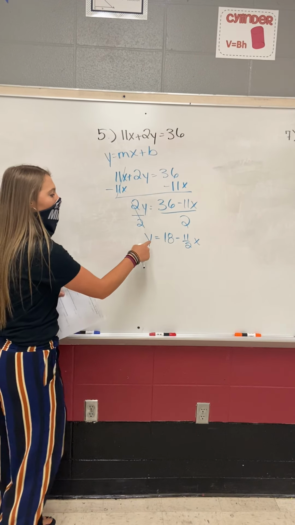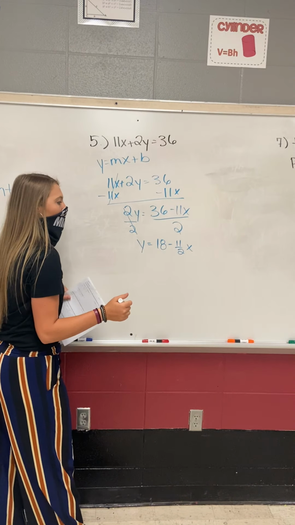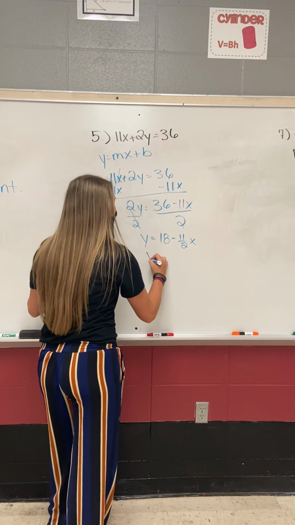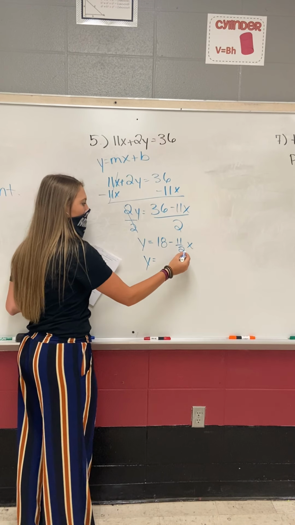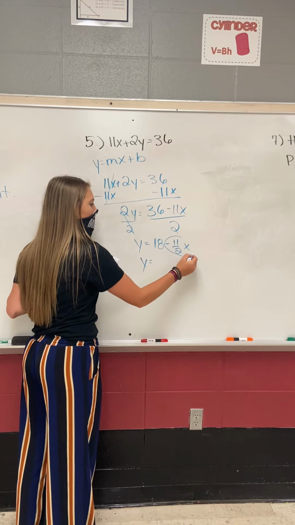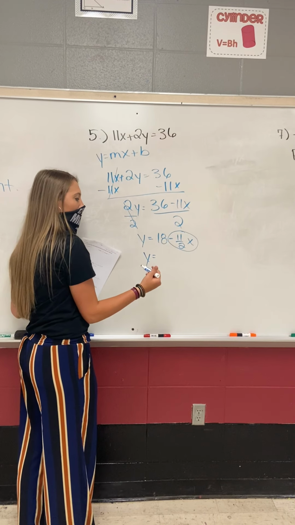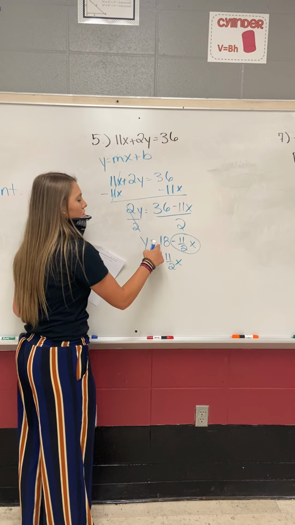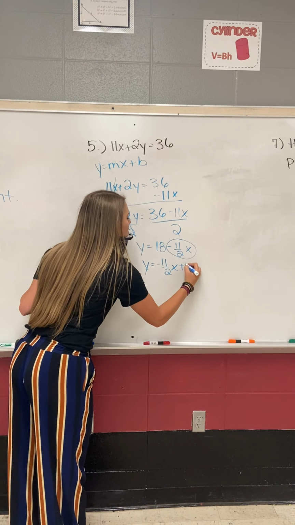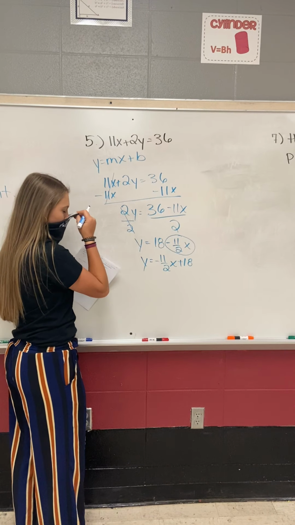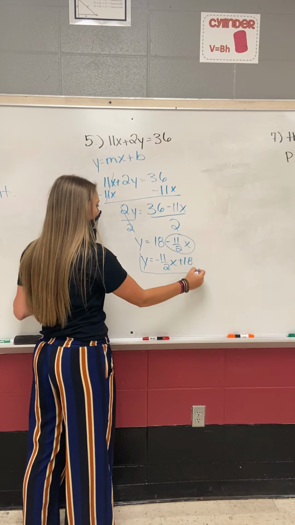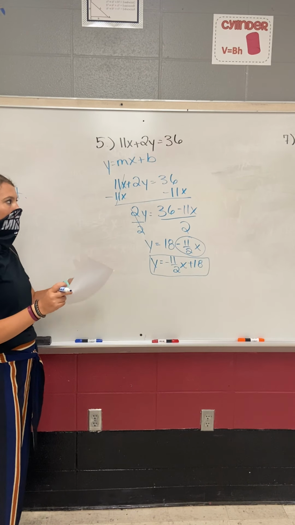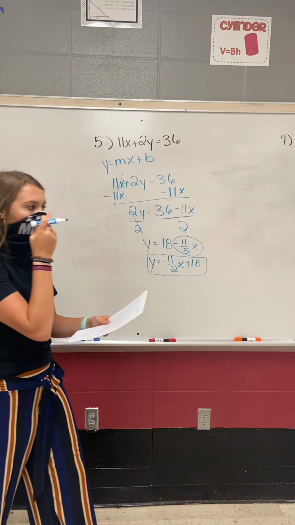Now, this still isn't in y equals mx plus b form, because our x has to go first. So we're just going to rearrange everything. So y equals, if I need my x to go first, that means this negative sign has to go with it, because that's part of the problem. Equals negative 11/2 x. And then there's no sign here, so it's just going to be plus 18. If there was a minus sign, then it would be minus 18. So that's your answer for number 5. You're going to do 4, 5, and 6 just like that. I did number 4 on your paper.